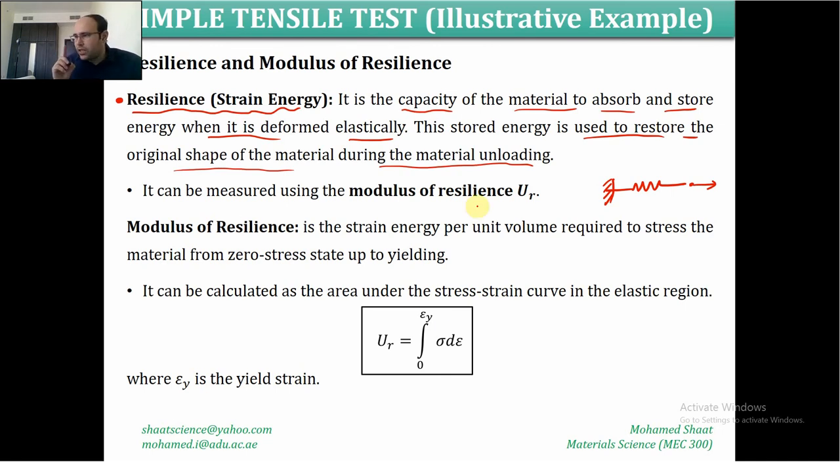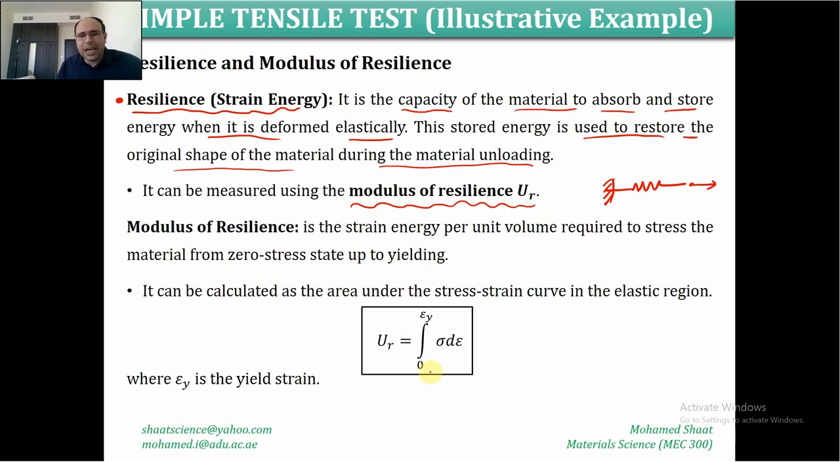So it is the ability. It means that the material or the spring had the ability to restore back because of this energy that has been absorbed and stored inside the material and has been used to restore it to the original shape and length. How can we measure it? We can measure the resilience of the material by a modulus known as the modulus of resilience, which is very similar to the concept of the elastic modulus.